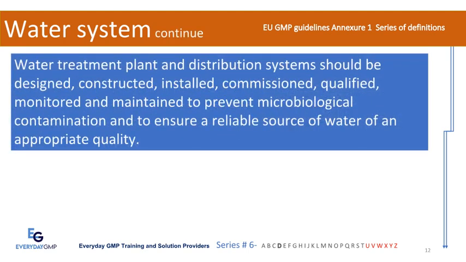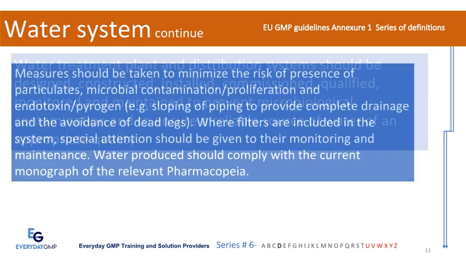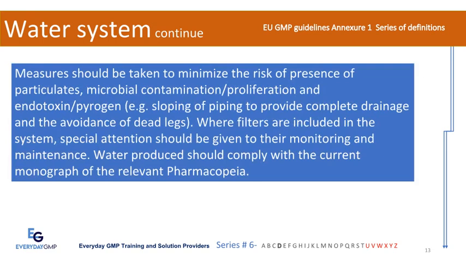Continuing water system used in pharmaceuticals. Water treatment plant and distribution systems should be designed, constructed, installed, commissioned, qualified, monitored and maintained to prevent microbiological contamination and to ensure a reliable source of water of an appropriate quality. Measures should be taken to minimize the risk of presence of particulates, microbial contamination, proliferation and endotoxin, pyrogen, e.g. sloping of piping to provide complete drainage and the avoidance of dead legs.